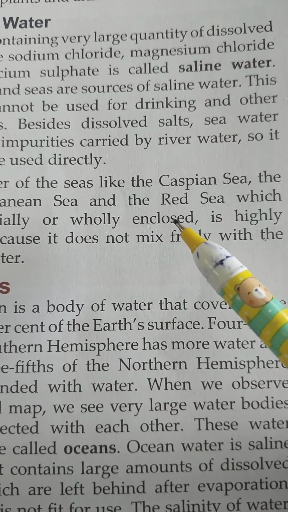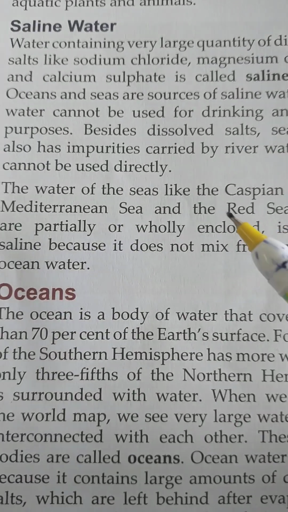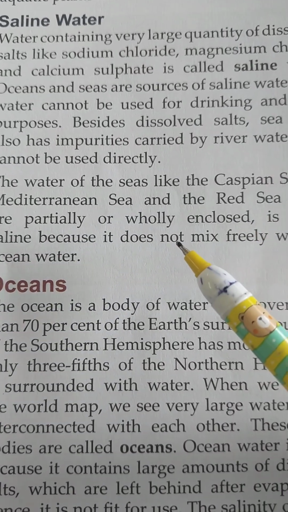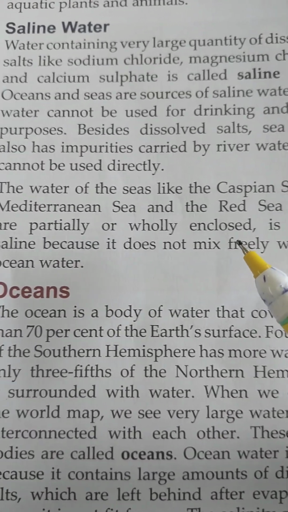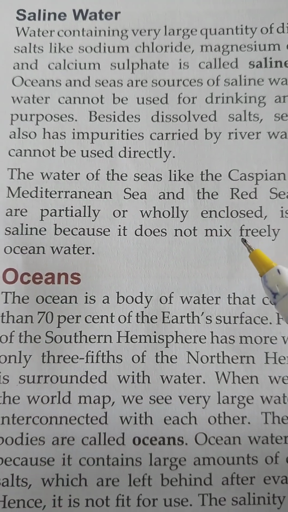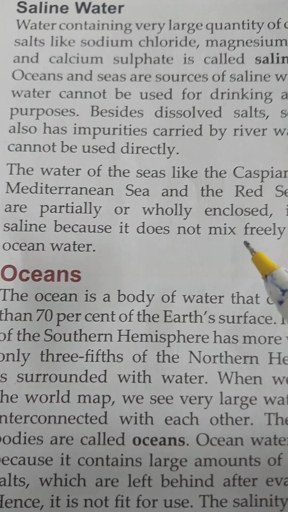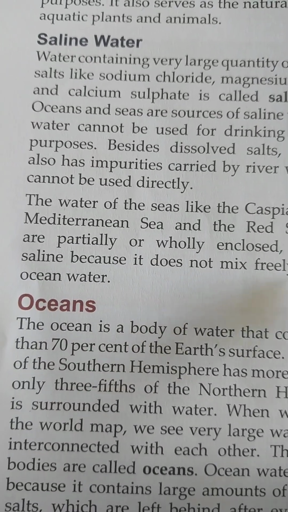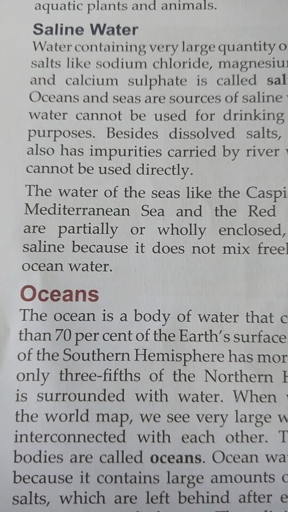Now, the water of seas like the Caspian Sea, Mediterranean Sea, and the Red Sea, which are partially or wholly enclosed, is highly saline. Why? Because the water of these seas does not mix freely with the ocean water.